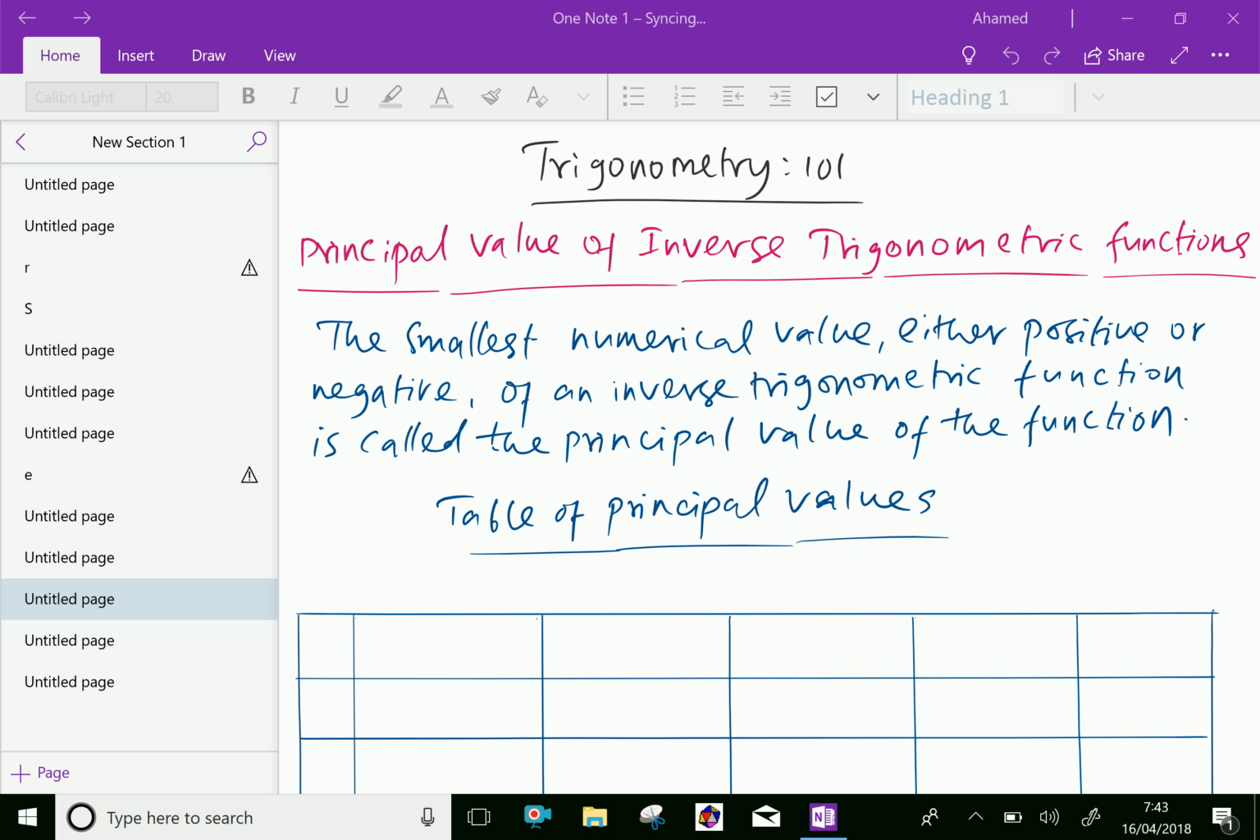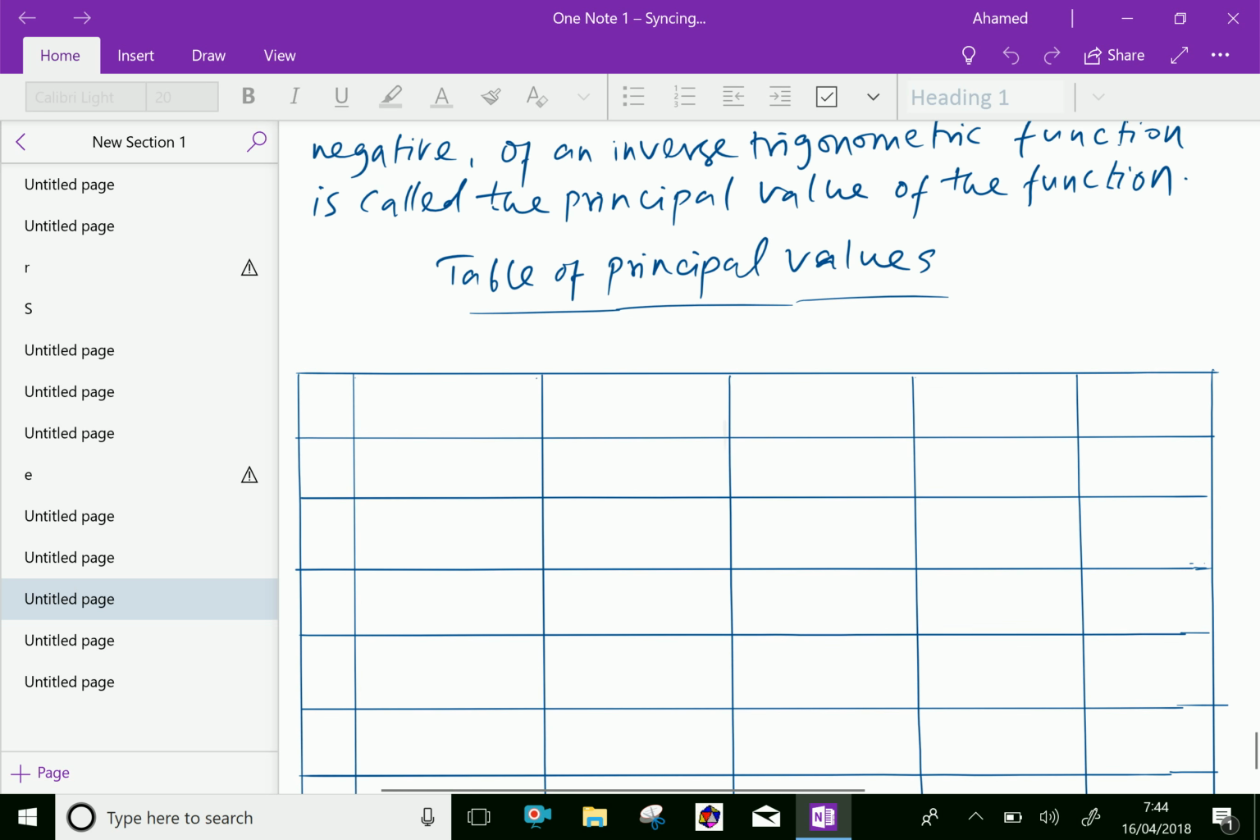The smallest numerical value, either positive or negative, of an inverse trigonometric function is called the principal value of the function. Now, let us discuss the table of principal values of six functions.